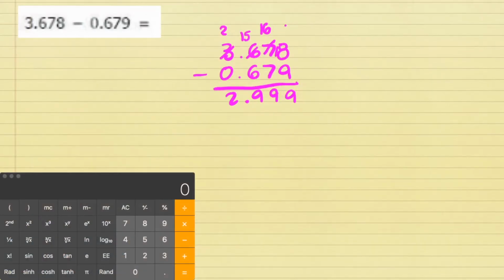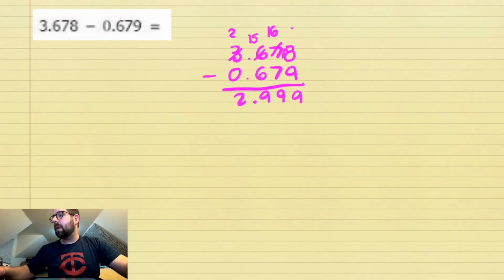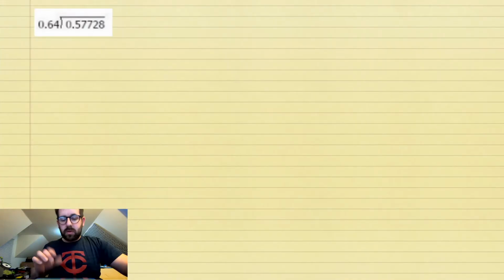Let's go to the calculator here and take a look at it again. So we have 3.678, and we're going to subtract 0.679. And boom, 2.999. There you go. All right, let's transition right back to our last problem here. This is the final problem on our Google form that we had.